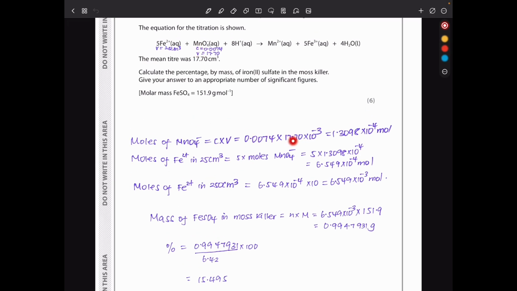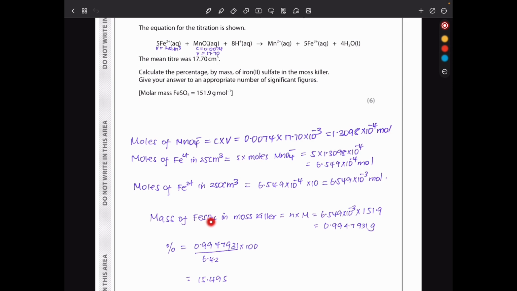So concentration times volume in decimeters cubed gave us that. When we look at the mole ratio, it's 1 to 5. So the moles of this in the 25 is going to be 5 times the moles of the manganate, giving us that. Then we go to the moles in 250. Moles of iron 2 in 250 should be these moles times 10, meaning moles in 25 times 10 gives us moles in 250. This is like scaling up.